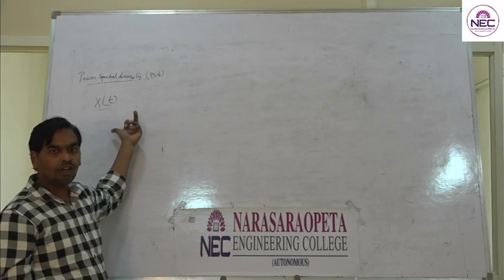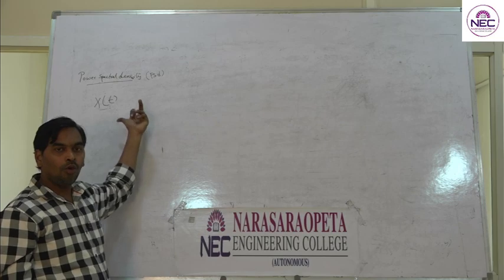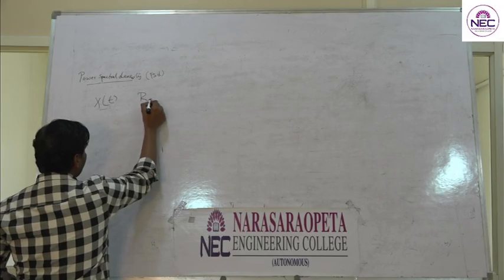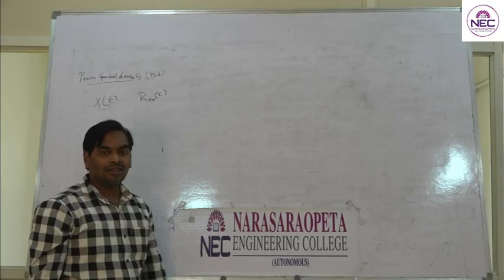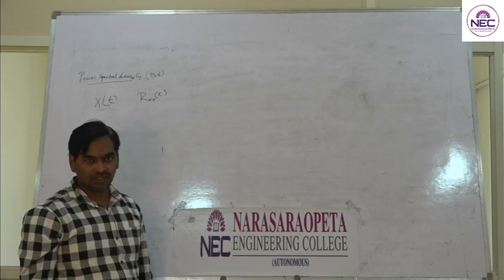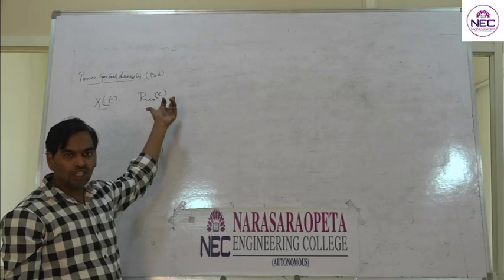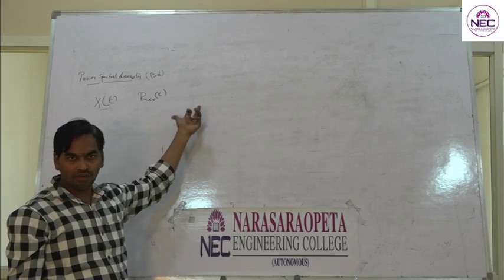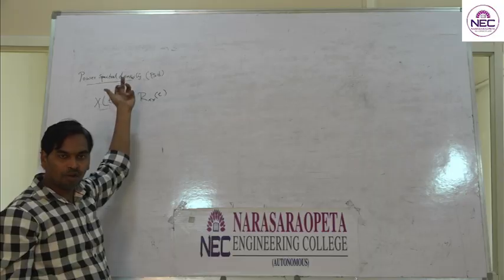So instead of directly applying the Fourier transform on x of t, we are going to consider the other function, that is Rxx of tau. Rxx of tau is nothing but the autocorrelation function. So we are going to apply the Fourier transformation technique on the autocorrelation function Rxx of tau. This is the concept that is hidden in power spectral density.